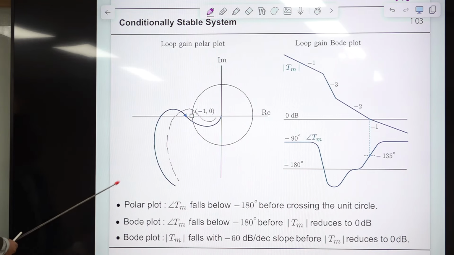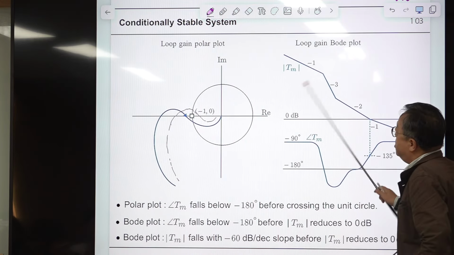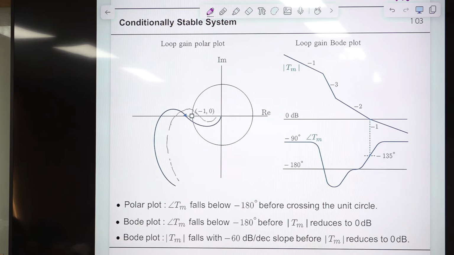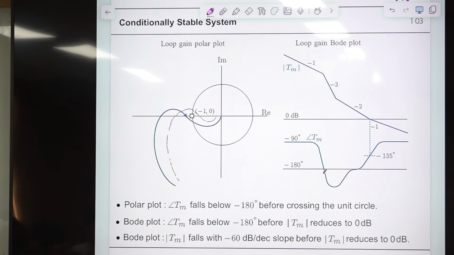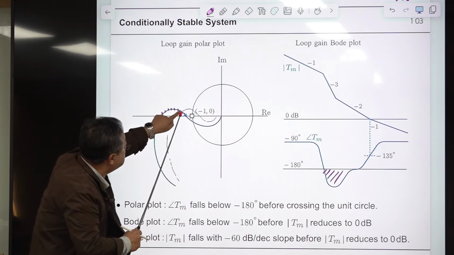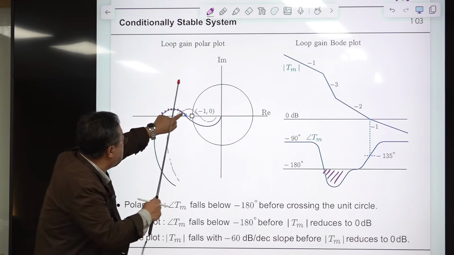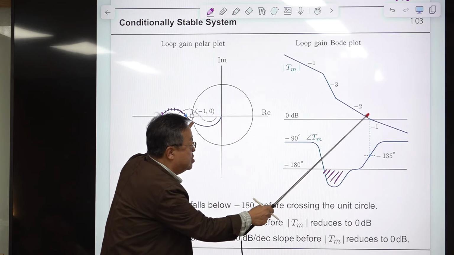In terms of the Bode plot, this is the 0 dB line. The 0 dB line is the frequency at which the polar plot crosses the unit circle. In the polar plot, the phase falls below this line, which is minus 180 degrees. So during this part, the polar plot is traveling in the second quadrant. After that, it becomes 0 dB. So after traveling part of the second quadrant, it crosses the unit circle, and that means the amplitude reduces to 0 dB.